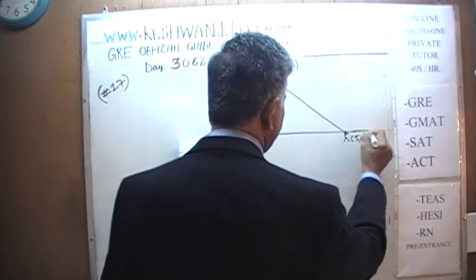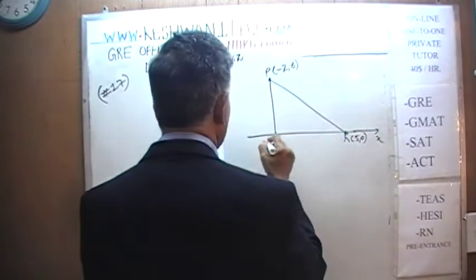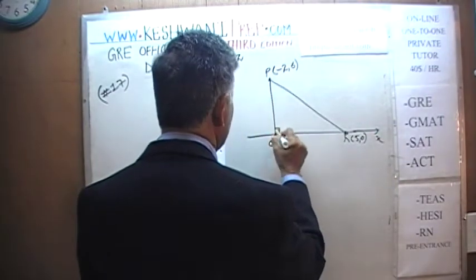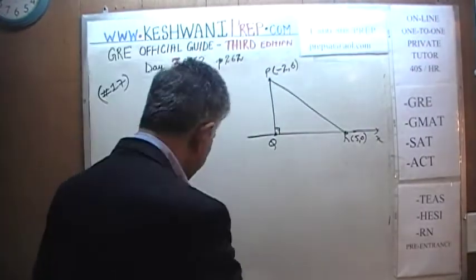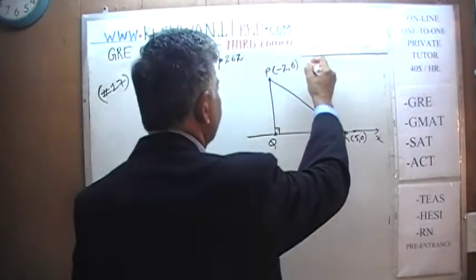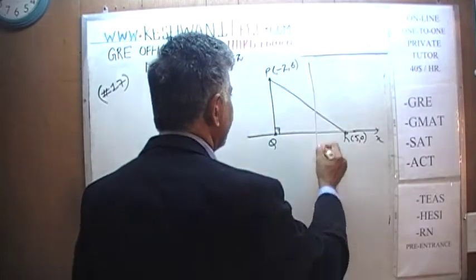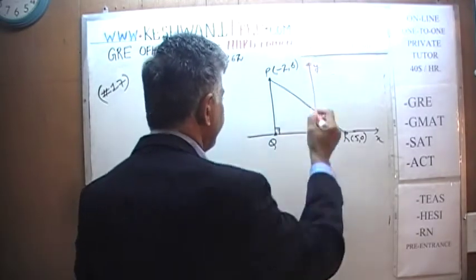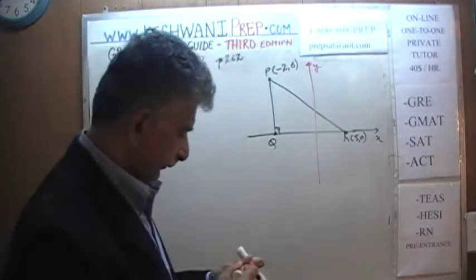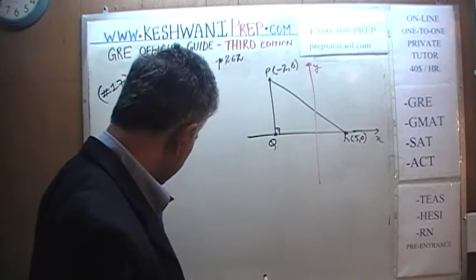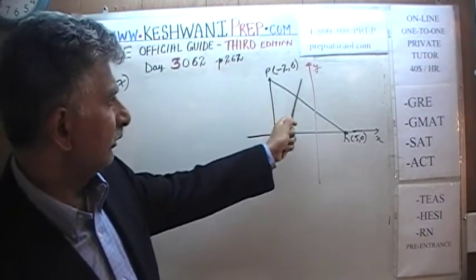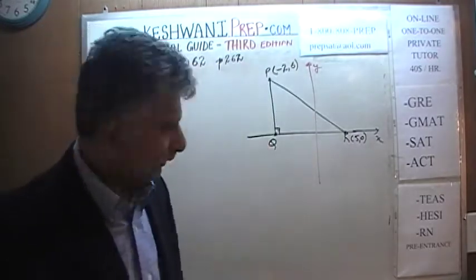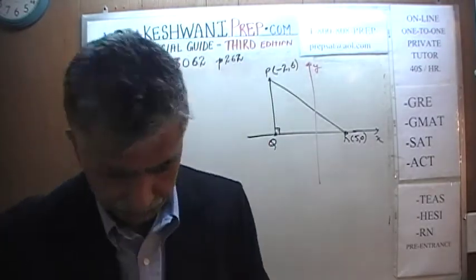Here is our x-axis. Here is the point Q. This, we are told, is a right angle. I'm just reproducing what is given to us. And they give us the y-axis right here. As you can clearly see, this is negative 2. The x-coordinate is negative 2. So this is the y-axis, and we are 2 units to the left.